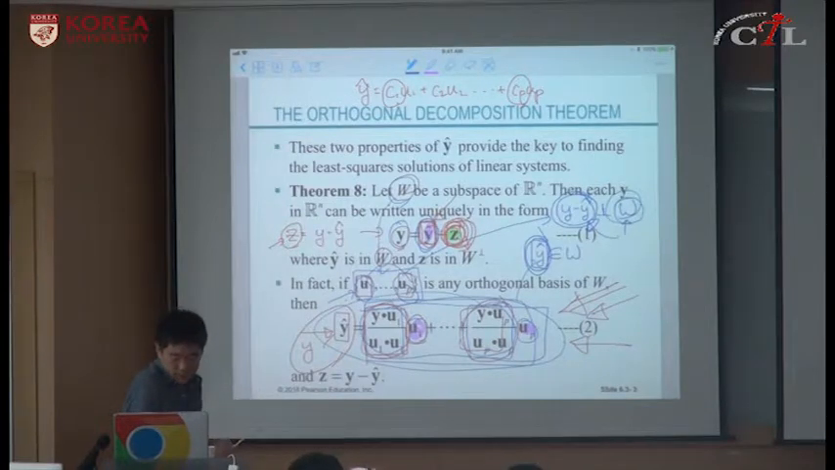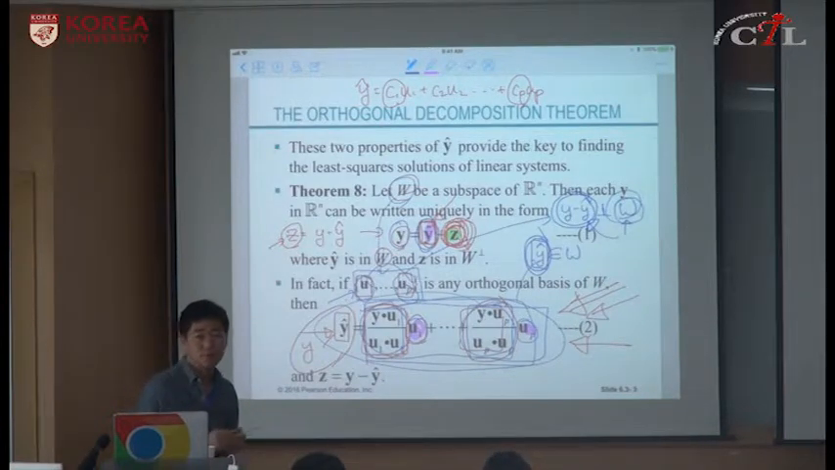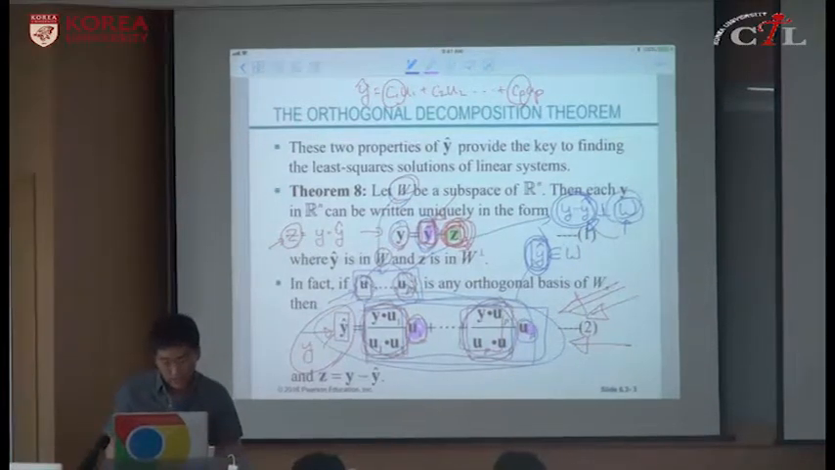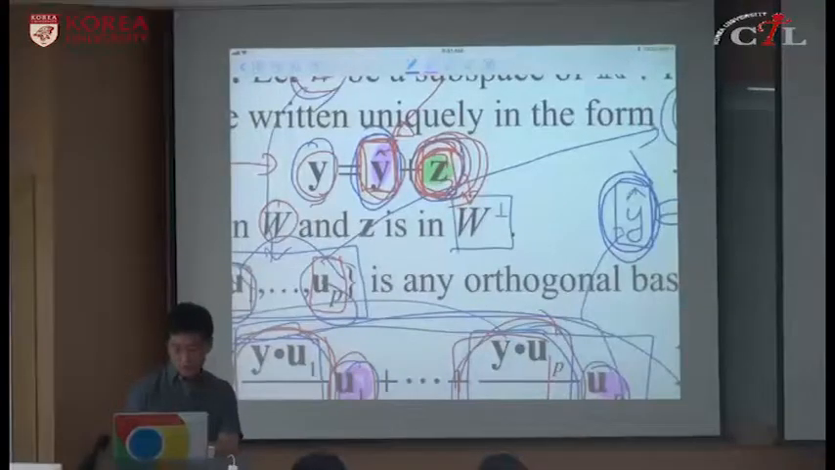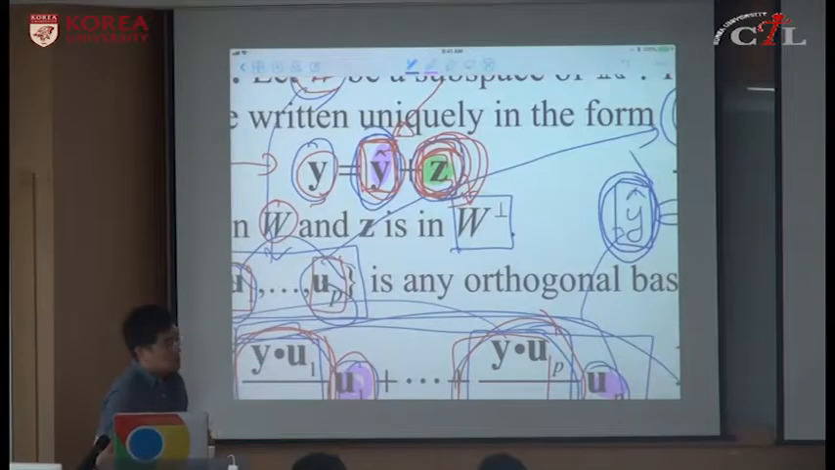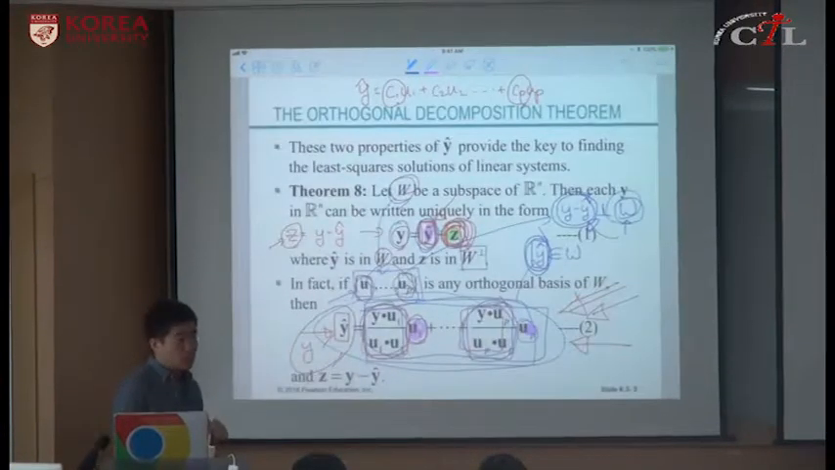So yeah, this theorem is always true regardless of whether your y is already inside of W or outside of W. So if y is inside of W, then this z will be the zero vector, and that zero vector still belongs to W perpendicular, and thus this theorem still holds true, right? 네.